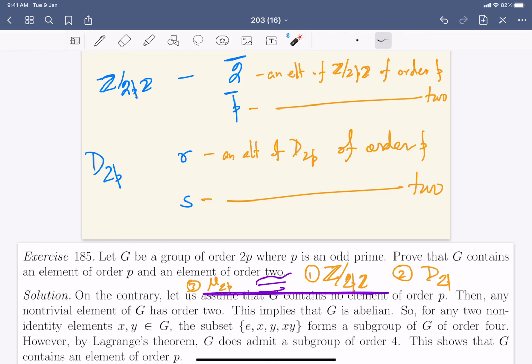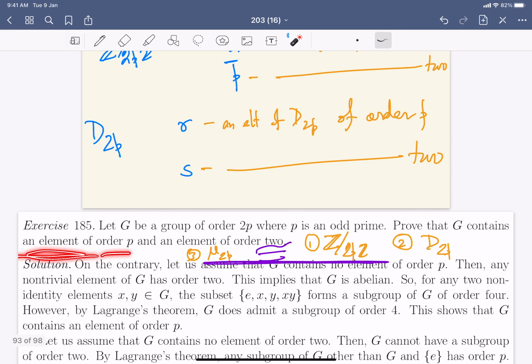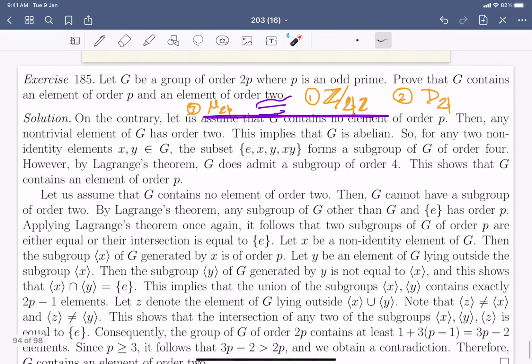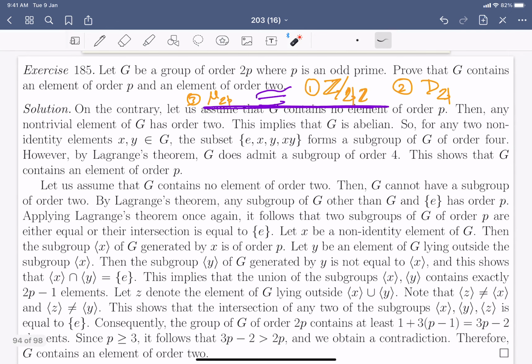So the examples of groups of order 2p that you know so far have this property that such groups contain at least one element of order p and at least one element of order 2. Here when I say an element of order p, I'm not saying that it contains exactly one element. Please be careful with this kind of sentence. It contains even more. In fact, it contains a lot more than this. Anyway, let's see how one may proceed to prove this statement.